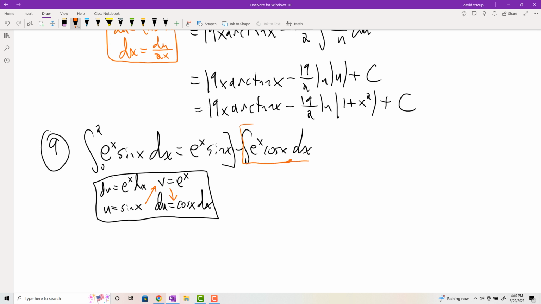But the problem is I can't do it unless I do by parts again, so I do by parts again. Okay, so I'm going to do a u here, dv here, again following LIATE. Again, LIATE says the trig before exponential.